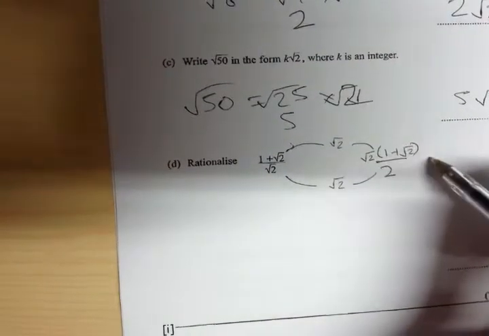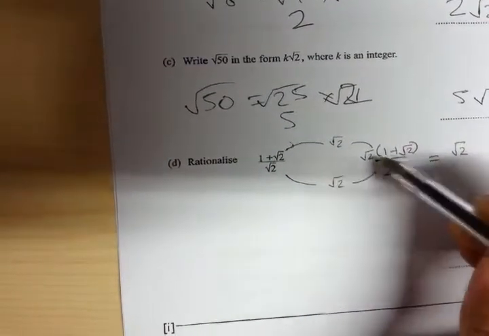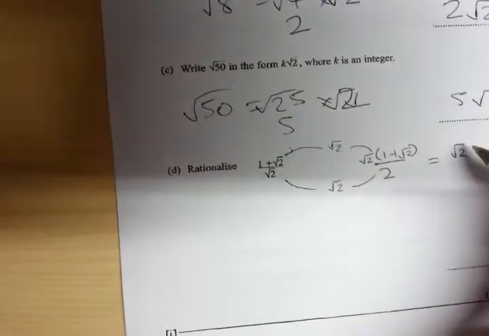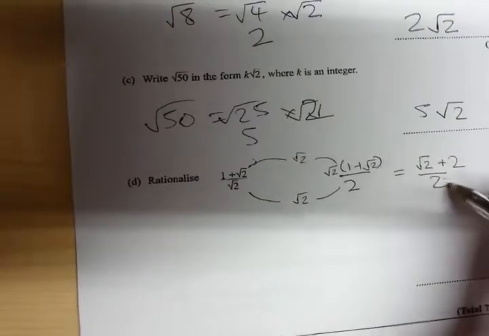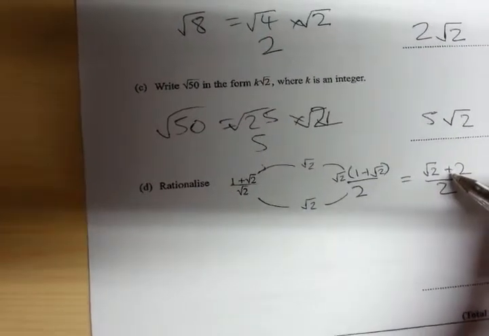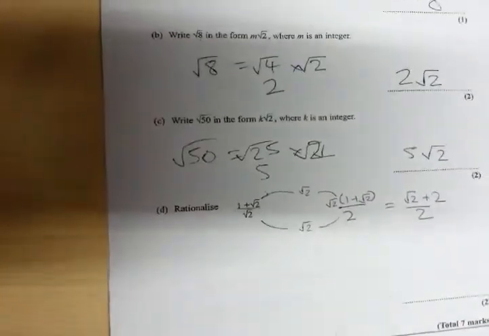Root 2 times 1 is obviously root 2. And root 2 times root 2, as we said before, is 2. So we get root 2 plus 2 over 2. Do the 2's cancel? Well, no, because of the plus. Can't cancel the sum.